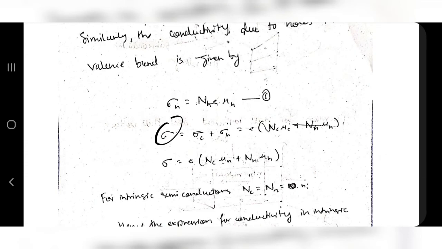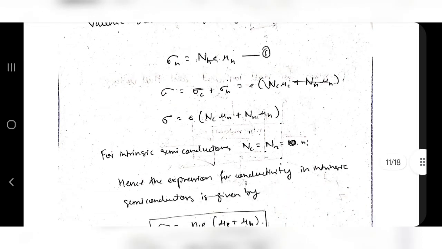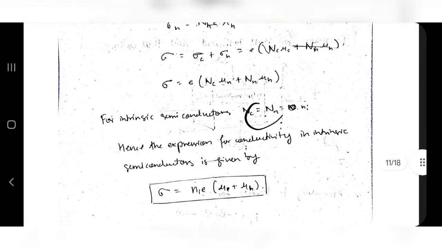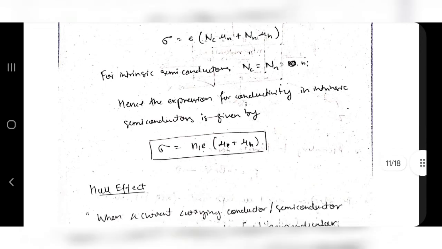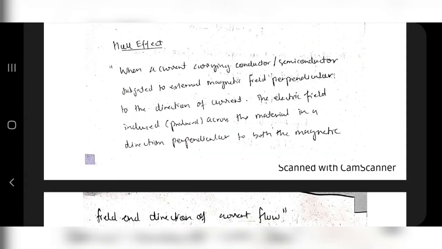Now the total conductivity is nothing but sigma c plus sigma h. Okay, and we apply these two formulas which we got in the above and here, and we'll take common what is common here, and the final answer which you get is this one. And then since Nc is equal to Nh, we can apply that here as well, and we can take Ni as common. So Ni will be outside, and inside the brackets we will have Ue plus Uh. Okay, and that is the expression for conductivity in the intrinsic semiconductor.